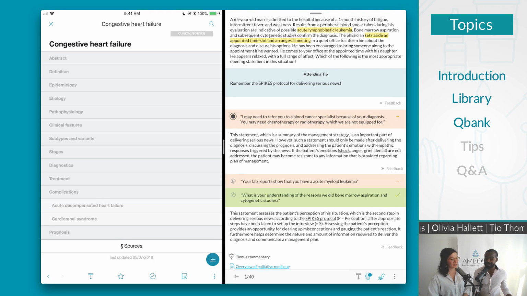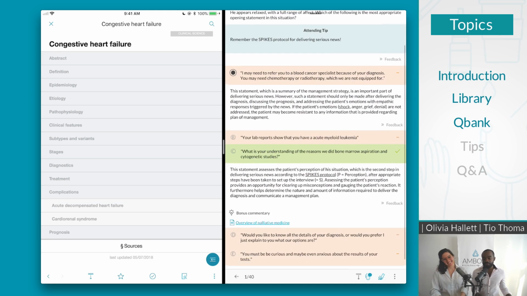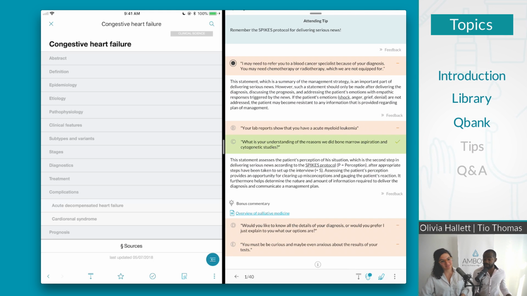So for the next answer, we can go in and select the right answer, and you'll see that it tells you exactly why this is the appropriate answer for this particular patient. The important thing is that it told you about SPIKES in the hint. You had a chance to see if you could remember what SPIKES was, and then we actually tell it to you.